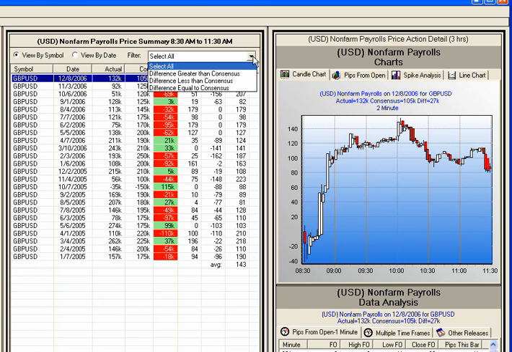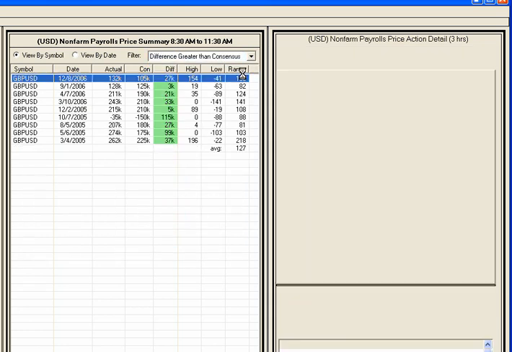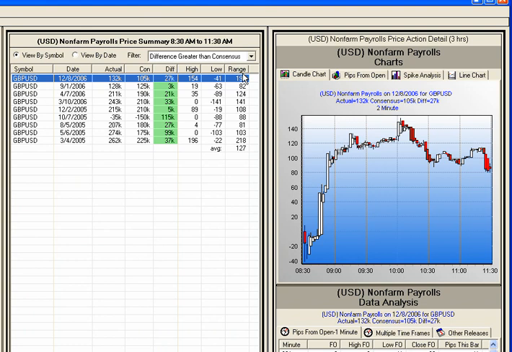One of the neat things I can do with this software is I can pull up every time a deviation came out better than expected. So in other words, this is more jobs, better data for the US dollar. What you would hope to see or expect to see is the trend on the graph going down, or in other words, people buying the dollar against the British pound.